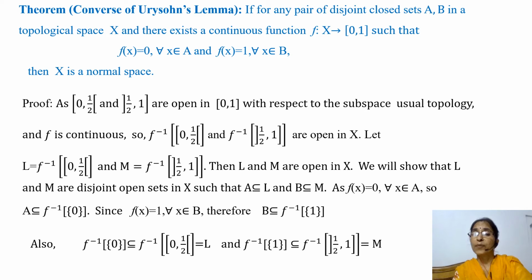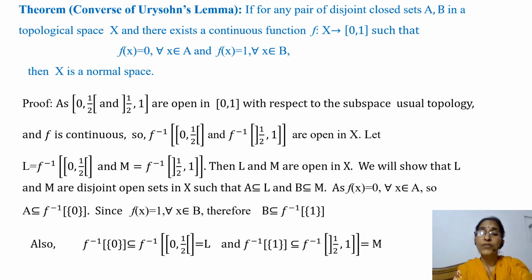Then L and M are open in X. We will show that L and M are disjoint open sets in X such that A is contained in L and B is contained in M, because we have to show that space is normal. As it is given that f of x is equal to 0 for every x in A, if we take inverse image of singleton {0} under f, then that will contain A. And since f of x is equal to 1 for every x in B, if we take inverse image of singleton {1} under f, then that will contain B.